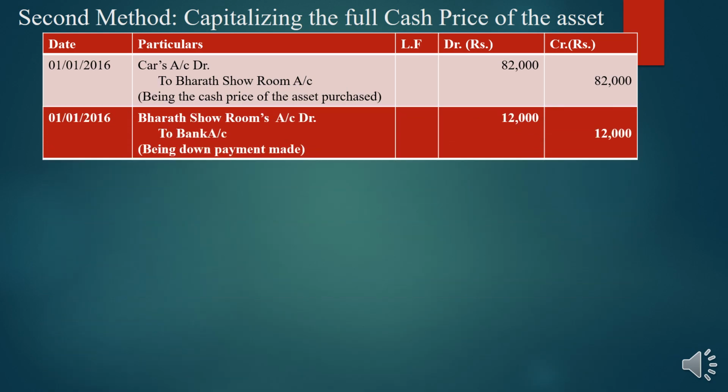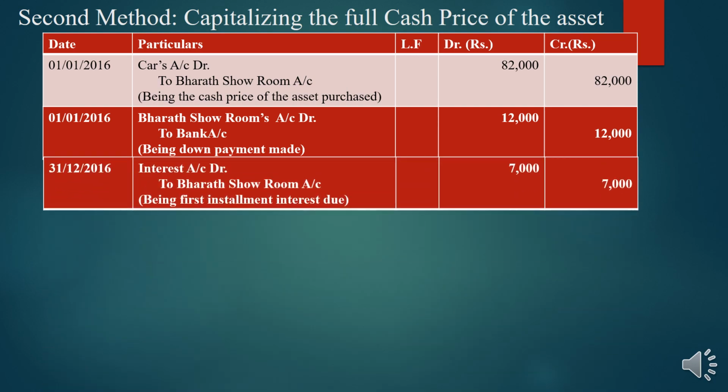Then again, to show the down payment made, Bharat showroom account debit to bank account. This is the next journal entry on 31st December 2016. For the same date, in the previous method, the asset was debited with the principal amount of 10,000 and interest was debited with 7,000.